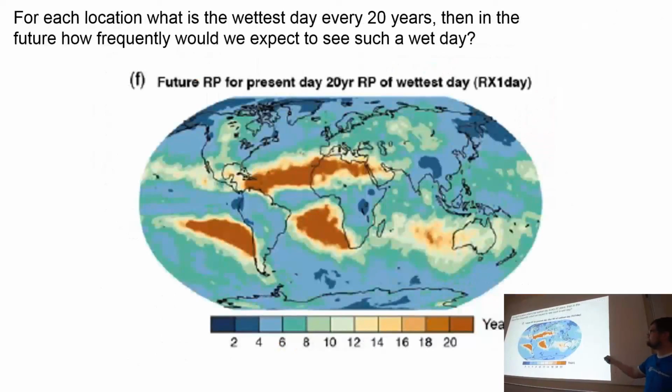So that's explaining this. In these regions, we're looking at a 20-year return period, so the wettest day every 20 years. But in the future, how often will that degree of wetness happen? It'll happen in these yellow regions every 6 years. So we've increased by a factor of 3 or 3.5 how likely it is that we're going to have extreme flooding in the UK, whereas in some of the drier Sahara-type regions, it's going to be either the same or drier.